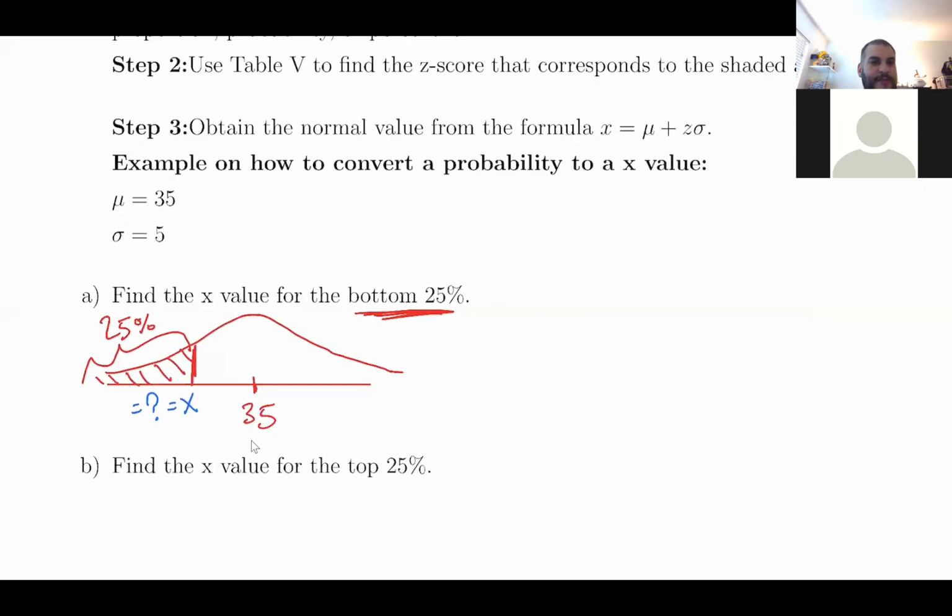So you have a 35 right here. If you look at it, the x is to the left of 35. Since this x value is to the left of 35, we should know it should be smaller than 35. So any answer that we get should be less than 35. If you get an answer that's bigger than 35, you should already know that's wrong, since it's in the bottom 25%, we should be expecting it to be smaller than 35.